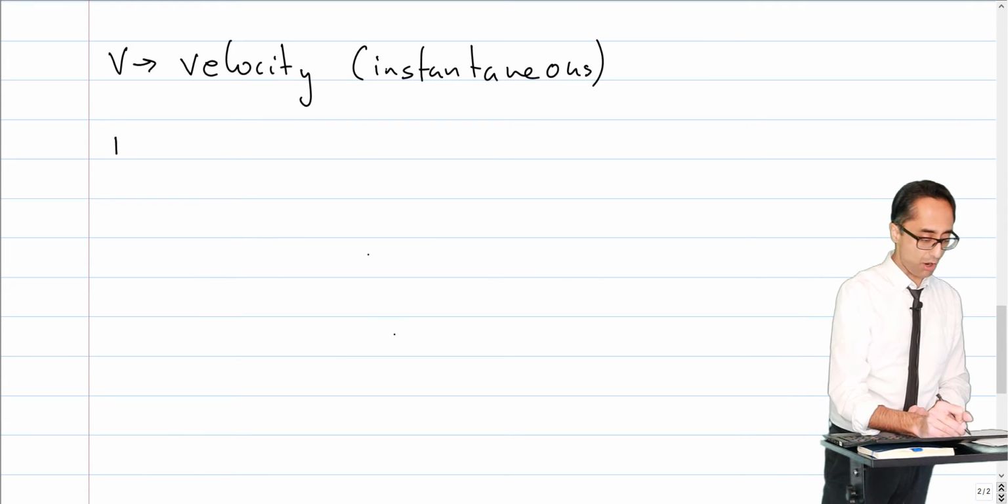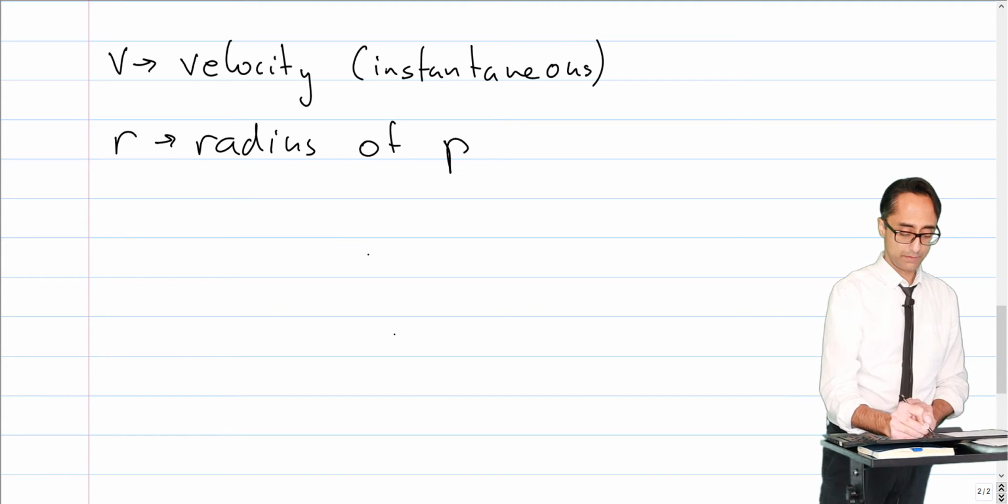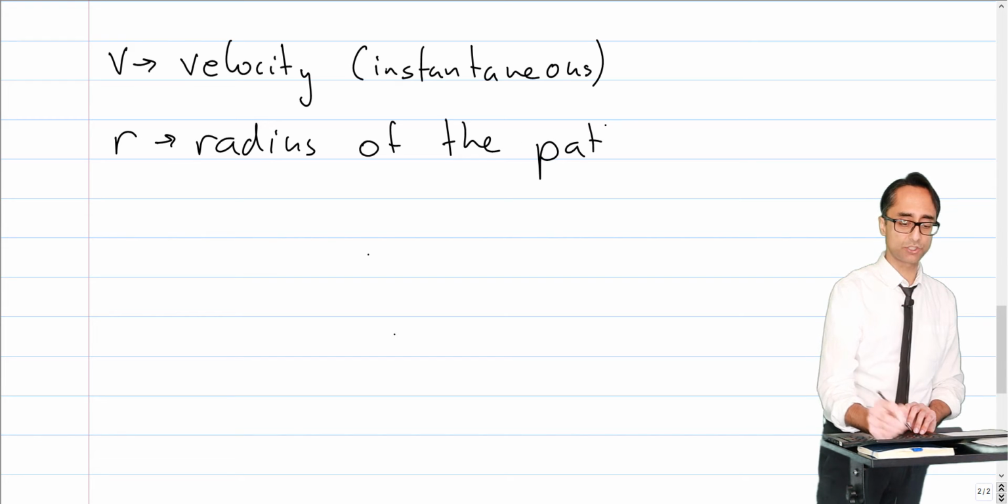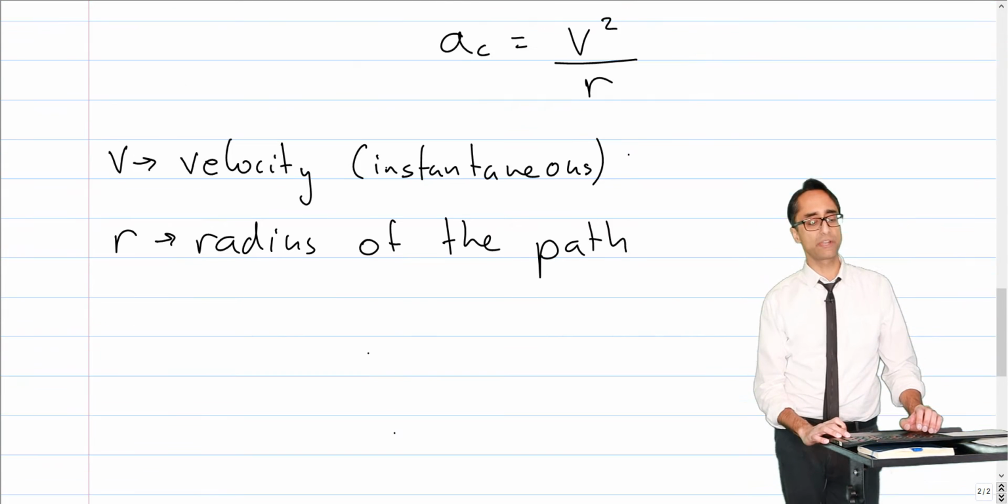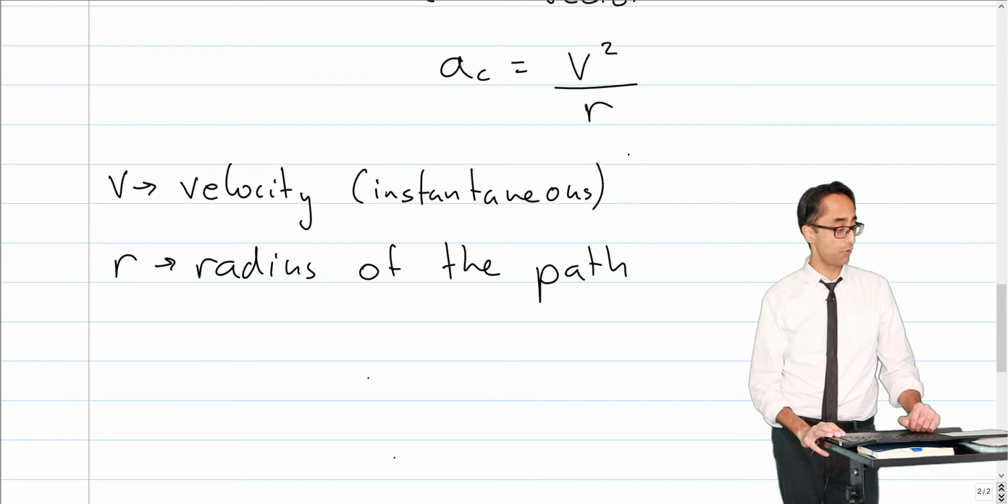Let's define r as the radius of the path. And I can call it the radius of the circle, but maybe there's not a full circle. Maybe it's just part of one, and so let's call it the radius of the circular path, might be a better one. And so there we go. We got our centripetal acceleration equals v squared over r.